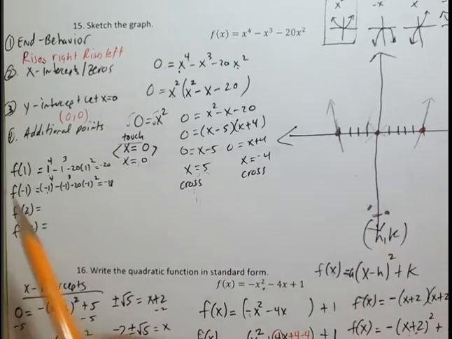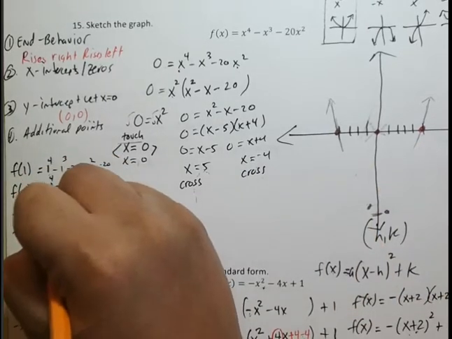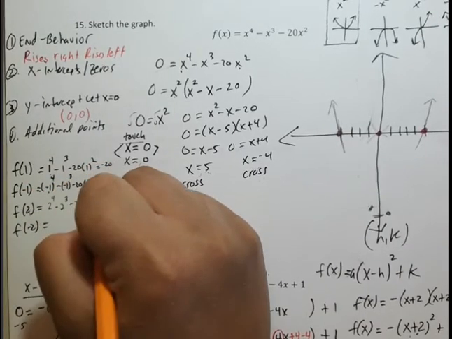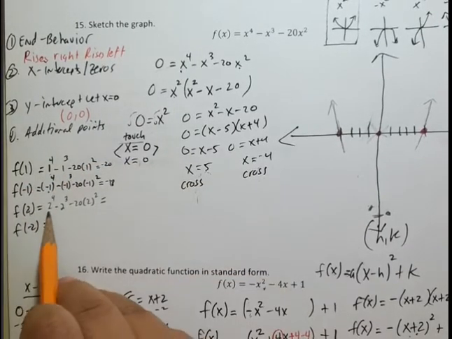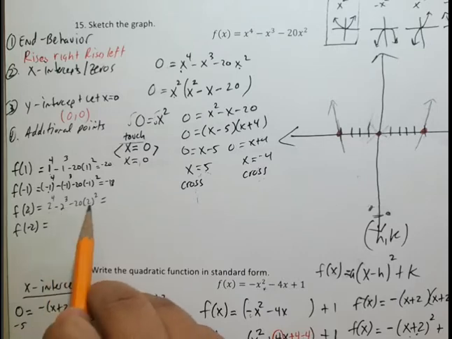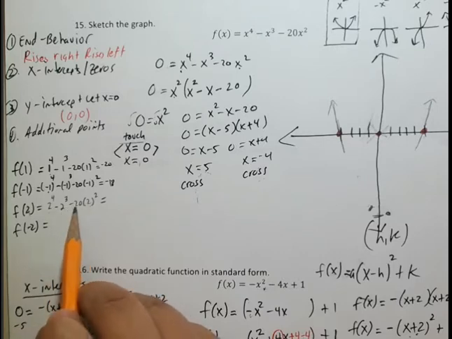Then for 2, we have 2 to the 4th minus 2 cubed minus 20 times 2 squared. So 2 times 2 is 4, times 2 is 8, times 2 is 16, minus 8 is 8, right? 2 times 2 is 4, and then times 20, that's 80. So 8 minus 80.